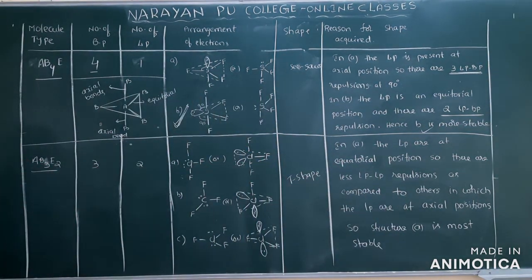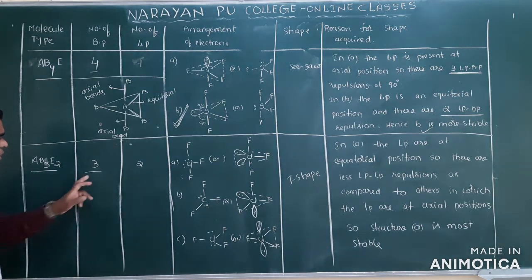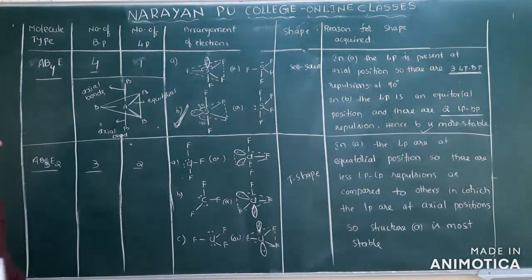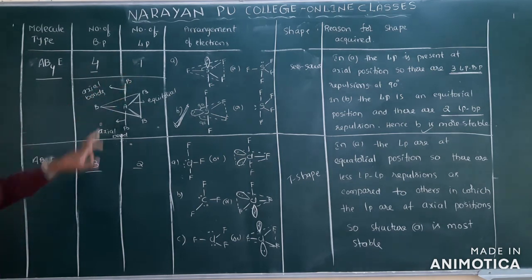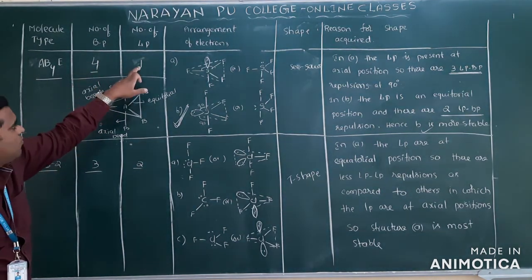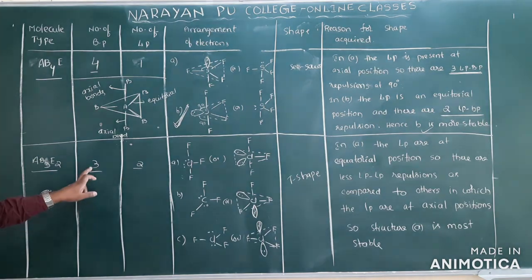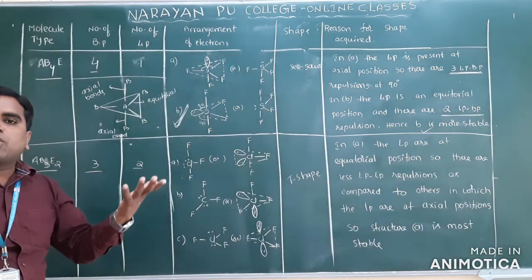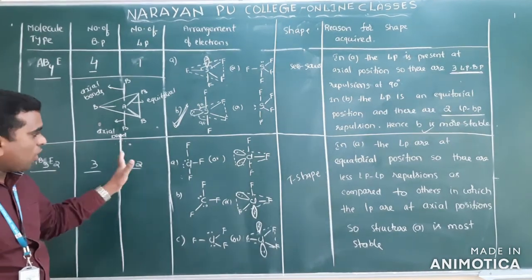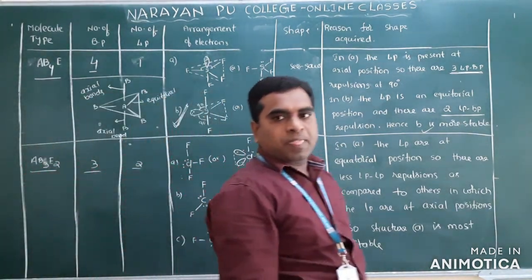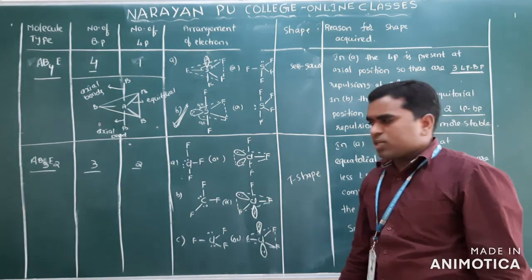AB3E2. Clear? Here how many bond pairs? 3 bond pairs. And how many lone pairs? 2 lone pairs. What should be the structure? The same. Here also 4 plus 1, 5 pairs of electrons, and here also 3 plus 2, 5 pairs of electrons. But in this case, 3 bond pairs and 2 lone pairs. Now we have 3 possibilities. Clear? Same line.